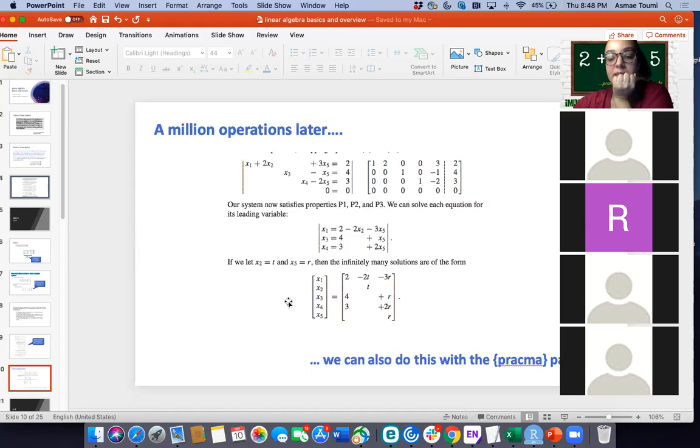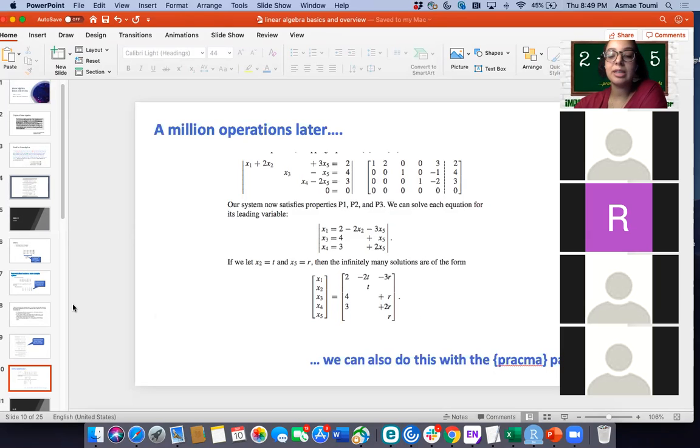And so this is the benefit of going through the Gauss-Jordan elimination, or getting it into row reduced form: it becomes really simple to think about solutions for this system of equations, right? Because we can see from this that we're going to have infinitely many solutions given values of T and R.